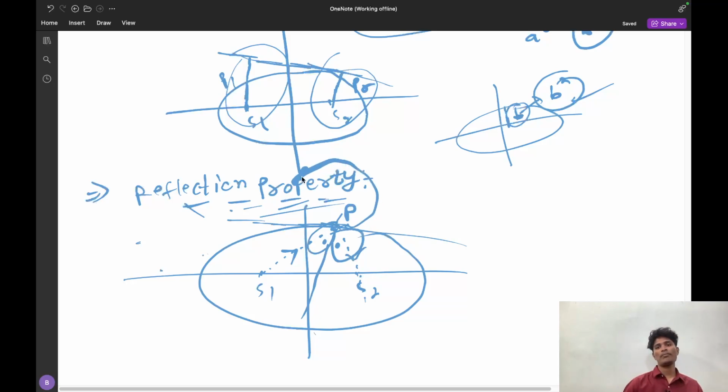This is the reflection property. These two are bisected. That is, the external angles have been bisected. That's it. Now the ellipse is completed.